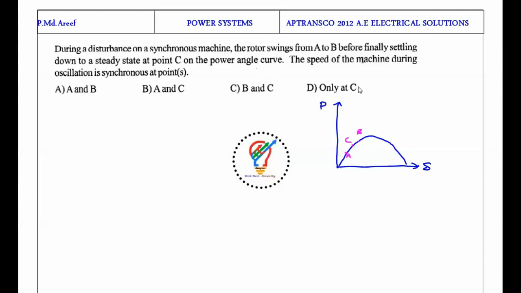Now the speed of the machine during the oscillations. Oscillations are very important here. So during oscillations, where will it have synchronous speed? The synchronous speed is between B and C only. If you go beyond that, the speed will become asynchronous. So the points are B and C, where the machine oscillates between these 2 points. The machine will try to maintain its synchronous speed. So the answer is B and C.